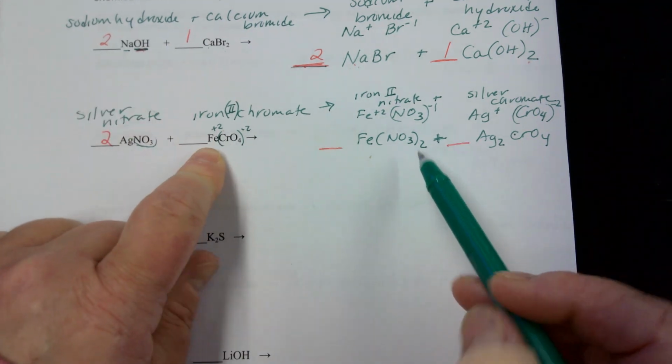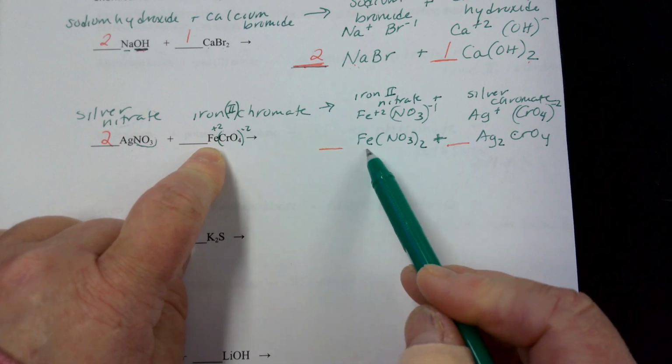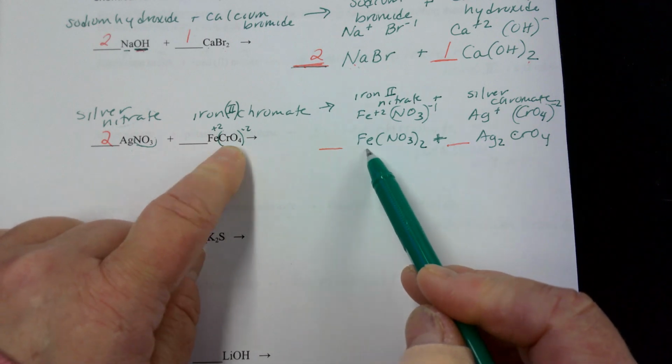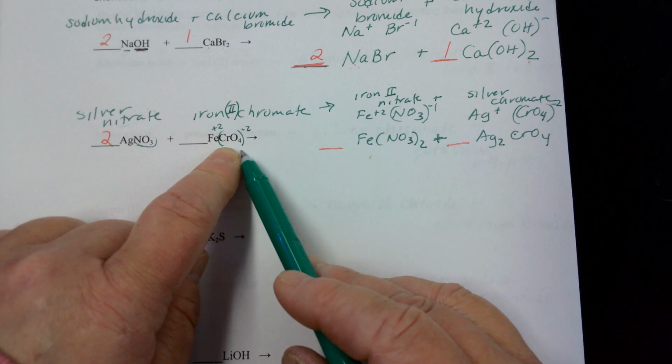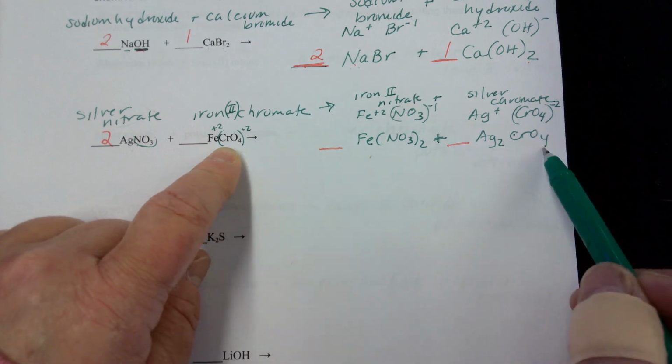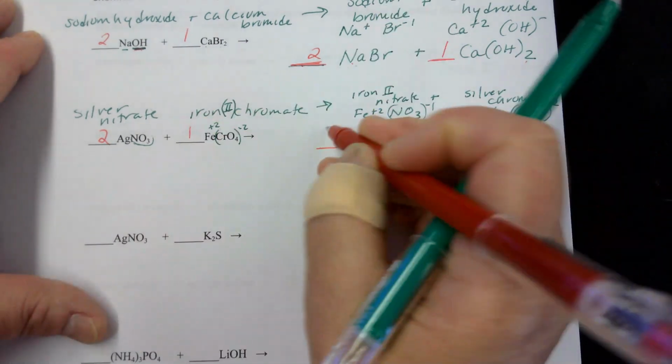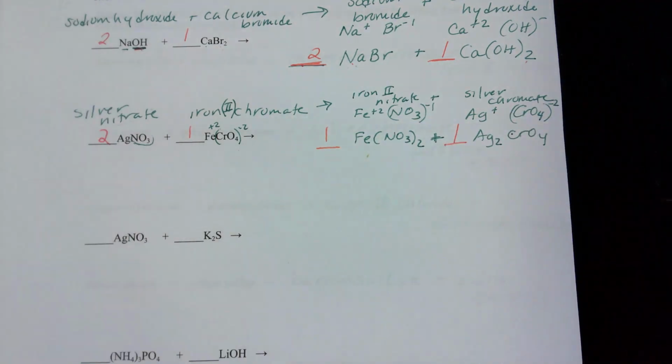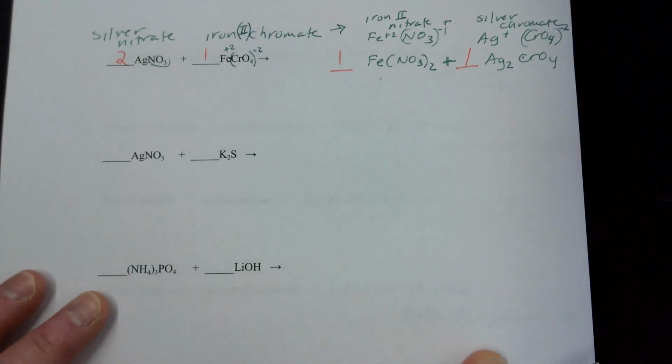Next element, iron. 1 of each. Iron's good. CrO4, chromate, there's 1 chromate group, there's 1 chromate group. So this equation is now balanced. Take a look at example number 3.